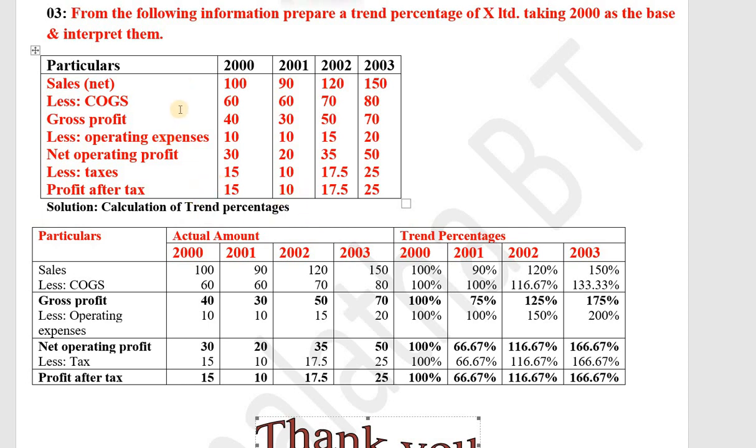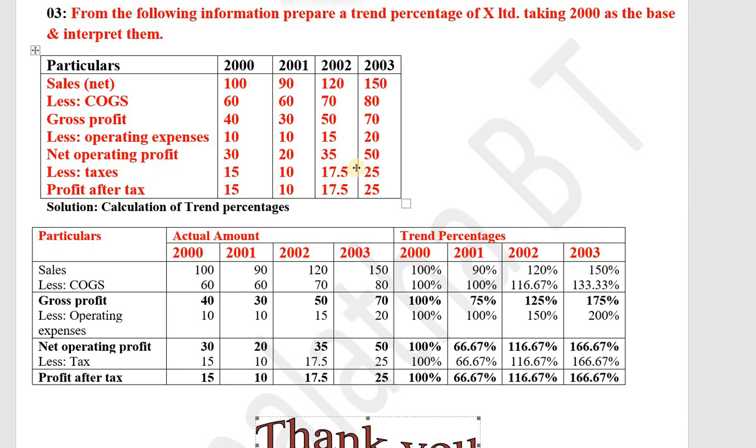Sometimes if both the information will be given, I think in previous classes we have done some of the problems. Like they have given this information, like sales, net, gross profit, operating, before tax. With this, they continue even with the balance sheet. At that time, we have to prepare trend percentages as well as the balance sheet. So now here only the income statement trend percentages has to be calculated.